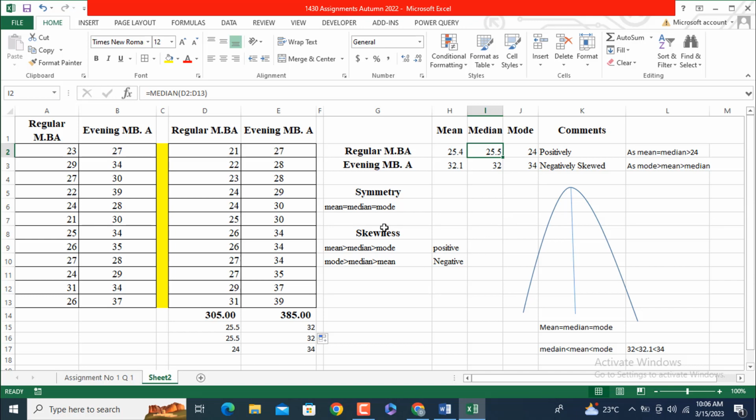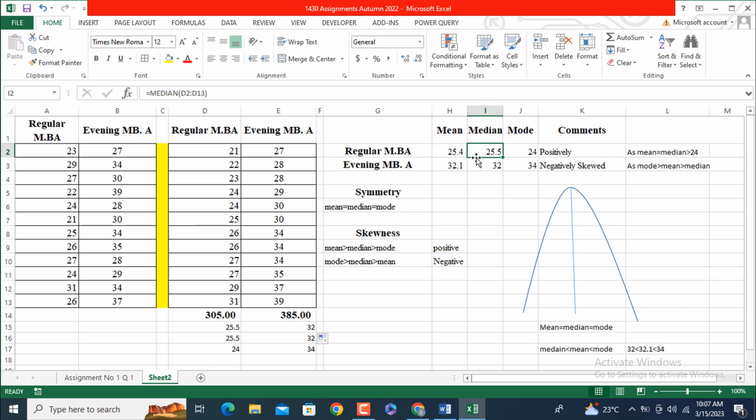Look at this. The symmetry condition I have already explained in front of you with this diagram. Now look at the skewness. When mean is greater than median, and median is greater than mode, it is positive skewness. Median is greater than mean, and mean is greater than mode, for negative skewness. So look at this here.